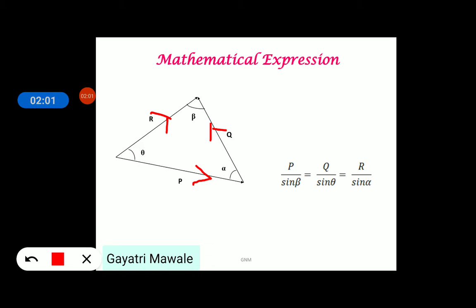This statement of triangle law of forces can be written in mathematical form using sine rule. In this triangle, one side of a triangle divided by sine of its opposite angle, this ratio is constant and is equal to other side of triangle divided by sine of its opposite angle. This ratio is again constant and is equal to third side of the triangle divided by sine of its opposite angle.